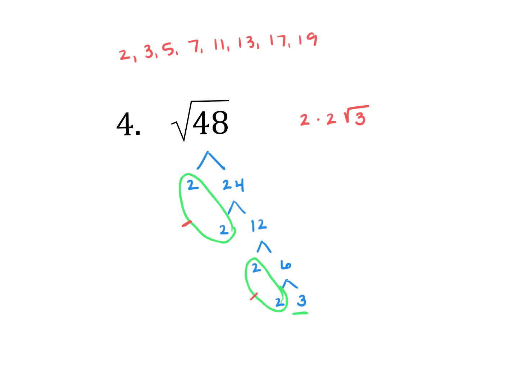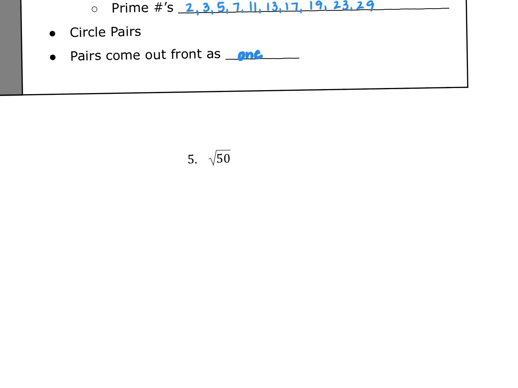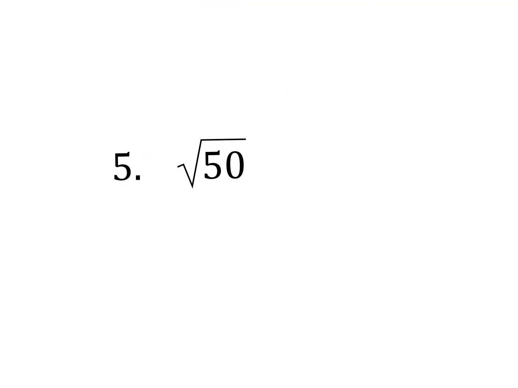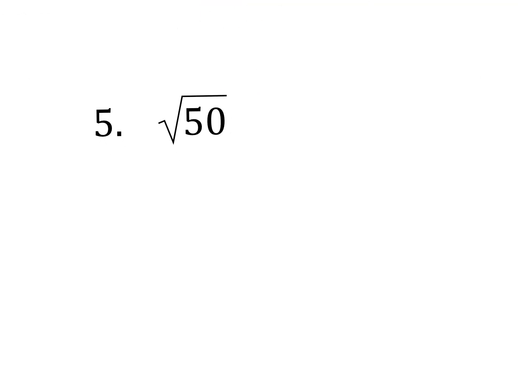So 2 times 2 is 4. So I have a 4 with a leftover 3 under my square root. So my answer is going to be 4 square root 3. Okay, let's try number 5. I'm going to go ahead and put your prime numbers up front again so you can see those. So 2, 3, 5, 7, 11, 13, 17, 19. That's as far as we're going to go for that one.